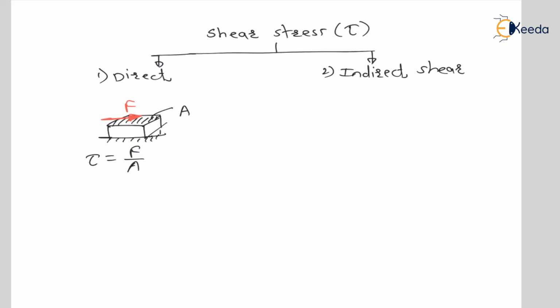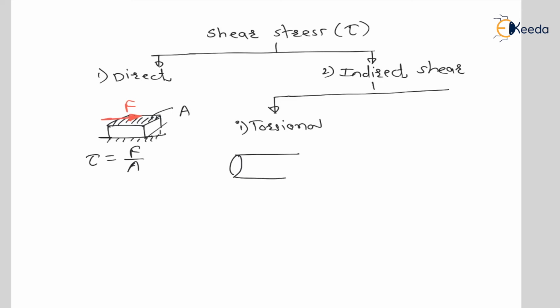Now again, indirect shear stresses. There will be two types of indirect shear stresses. Number one is torsional shear stress, which is due to torsion. Let's say if I consider one element, torsion is for a circular shaft.